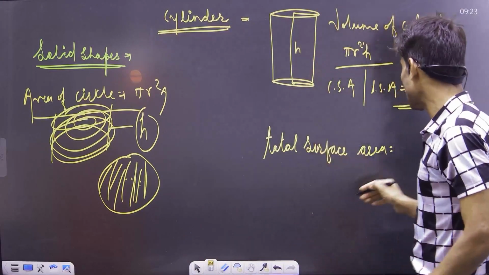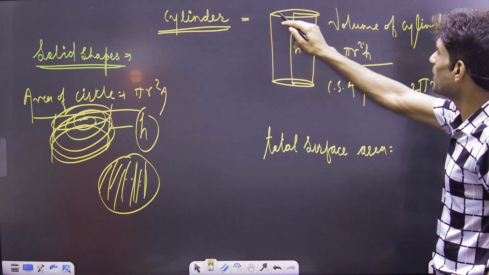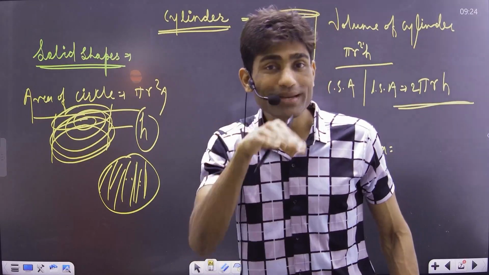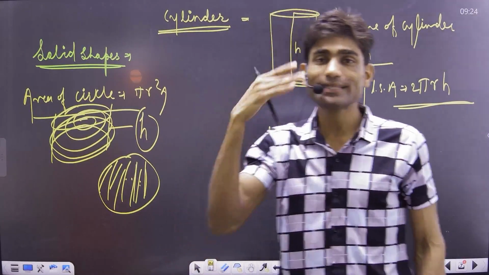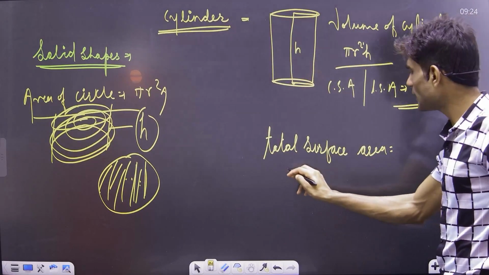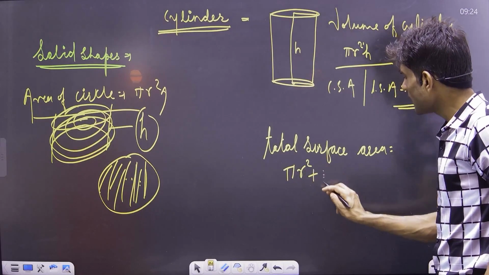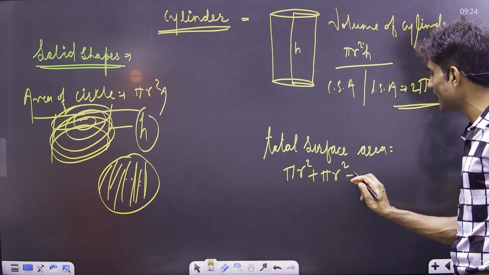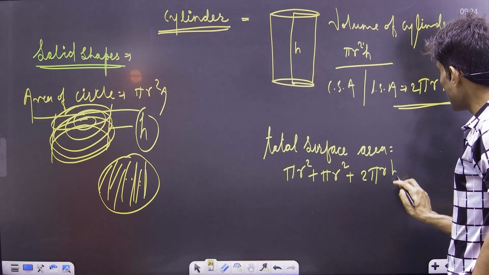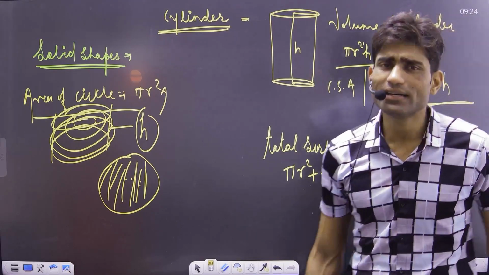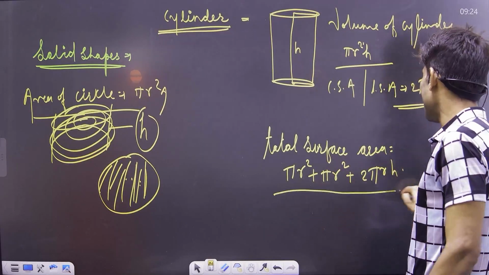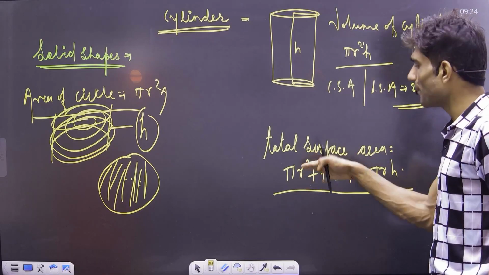Now for the total surface area of our cylinder, we write the area of the top and the area of the bottom. The area of the top is one circle at the top, and the area of the bottom is also a circle at the bottom. So the area of the top circle is pi r square, the area of the bottom circle is pi r square, and the curved surface area, we know, is 2 pi r h. This is our complete total surface area.